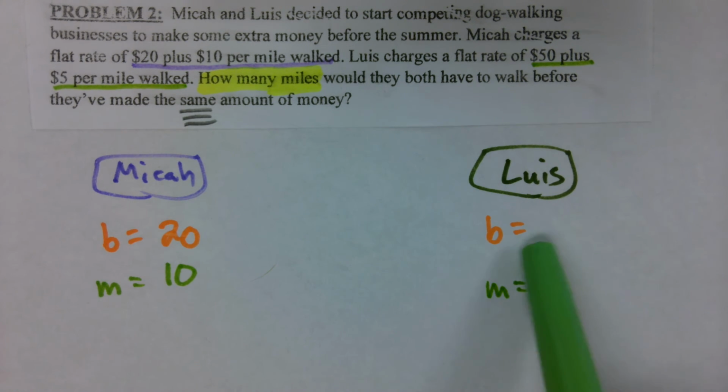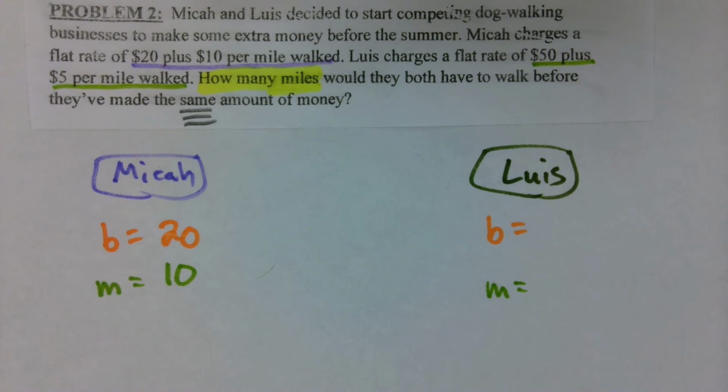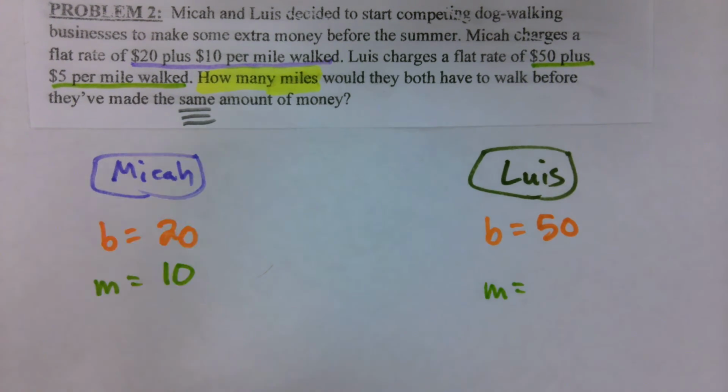Speaking of starting values, what is Lewis's starting value? Noah? Oh, Miguel, go for it, buddy. 50, thank you. And then Noah, what's his unit rate? 5.